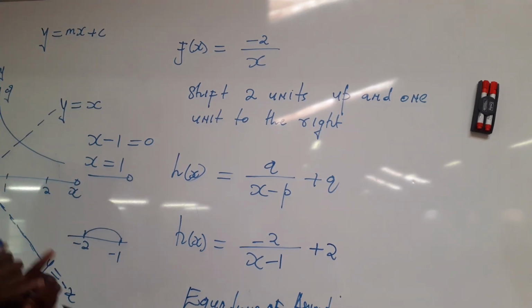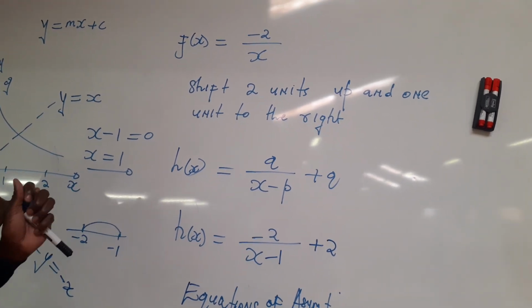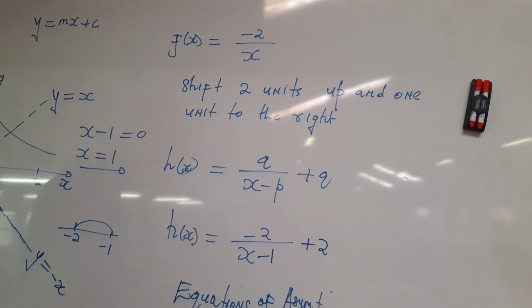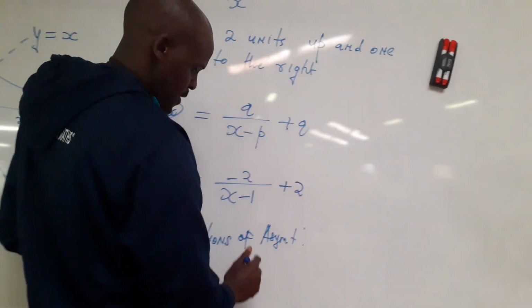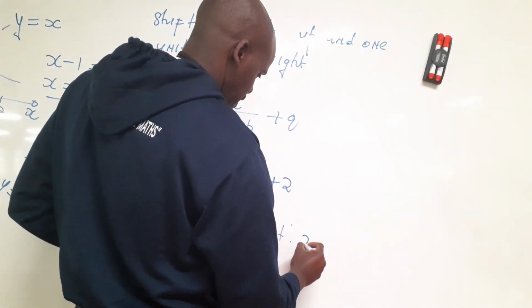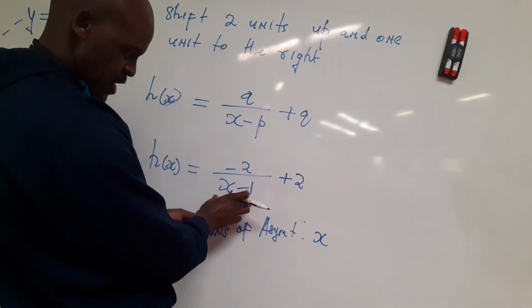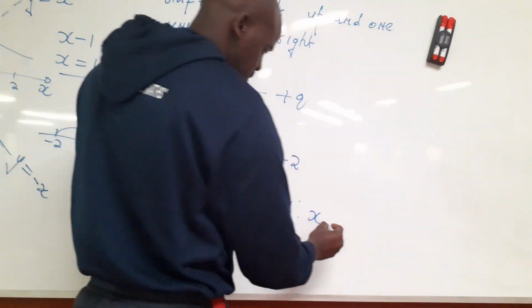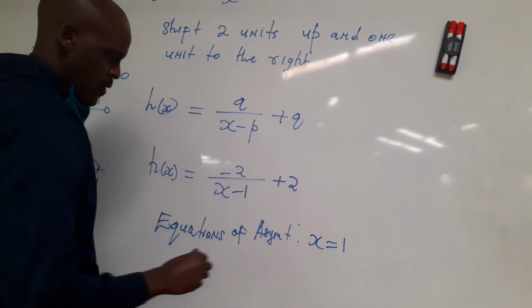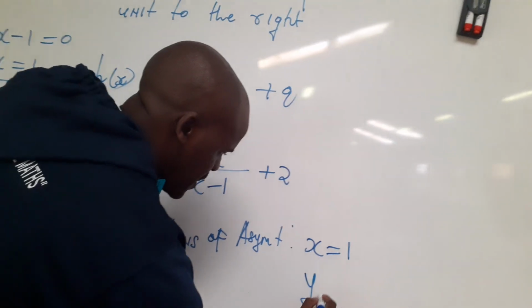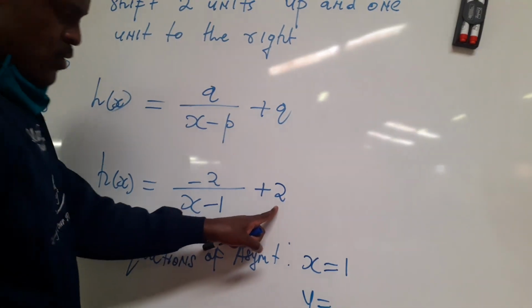Remember, we've got a vertical one and also the horizontal one. So here we just have to solve that. It's x is equal to 1. The other one, y is equal to 2.